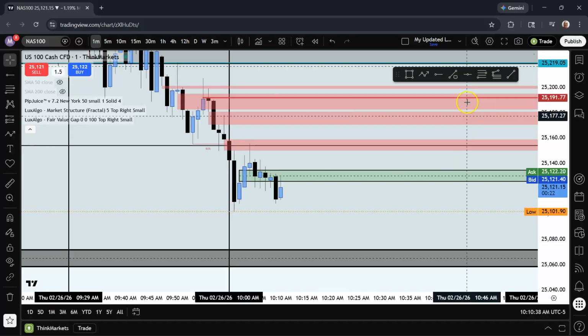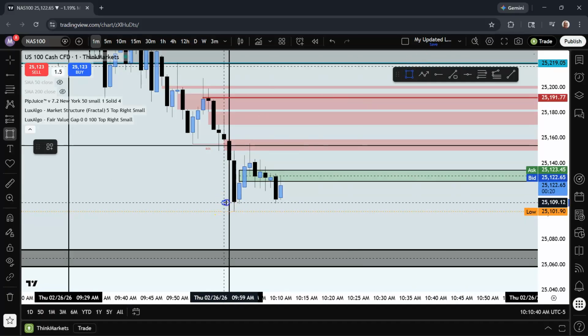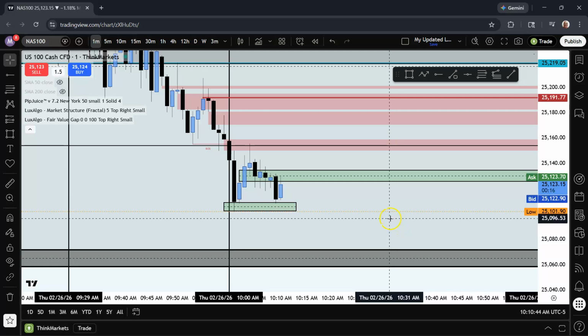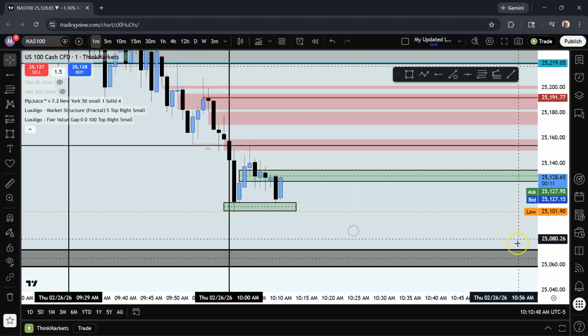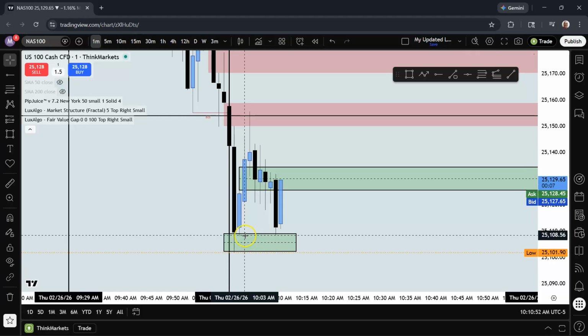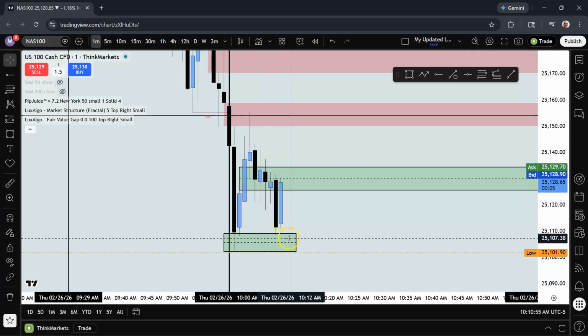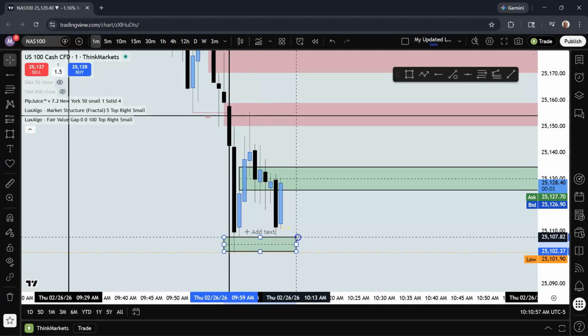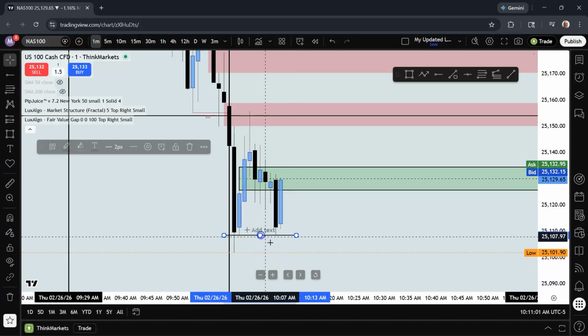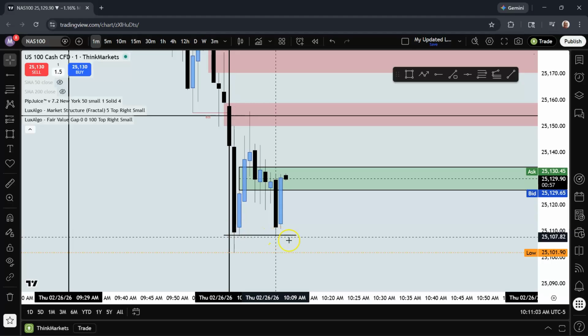So it's pretty much bouncing off this area. Okay, because you have a double bottom. I don't know if you guys see that. These two wicks pretty much were exactly the same for a double bottom. You see that? That's a double bottom right there.